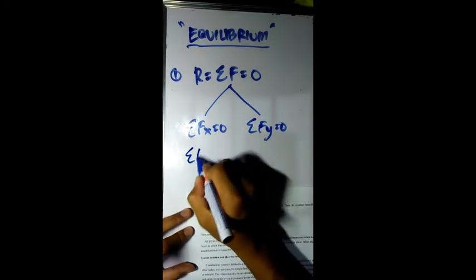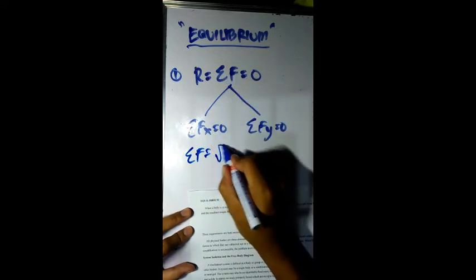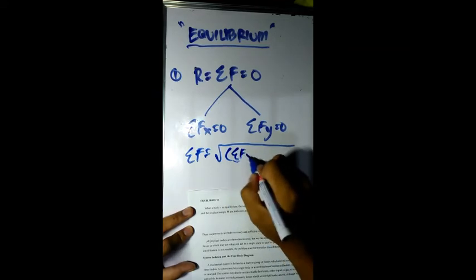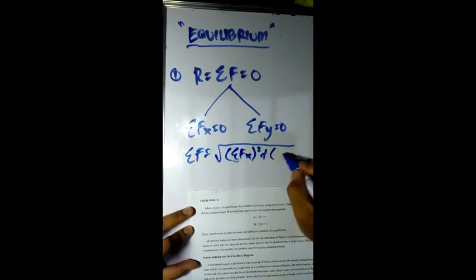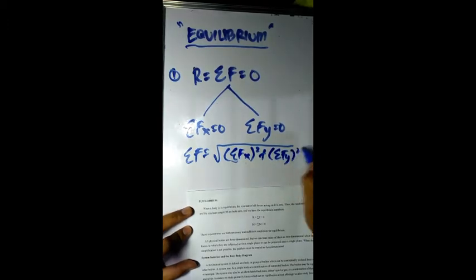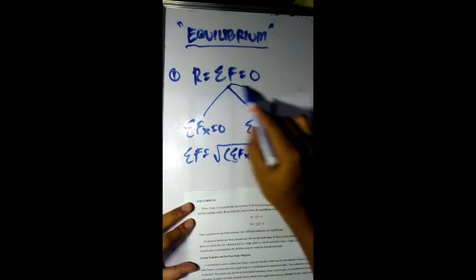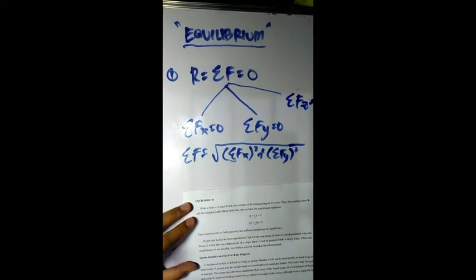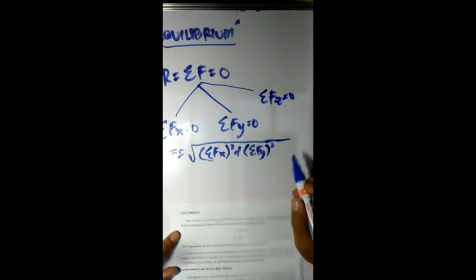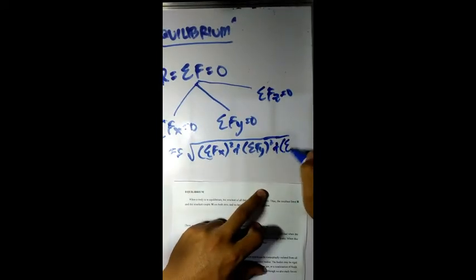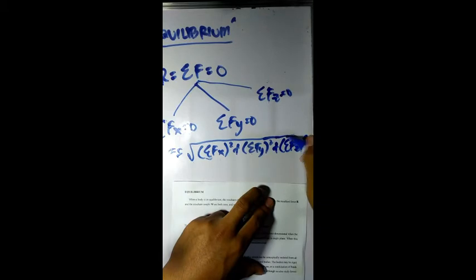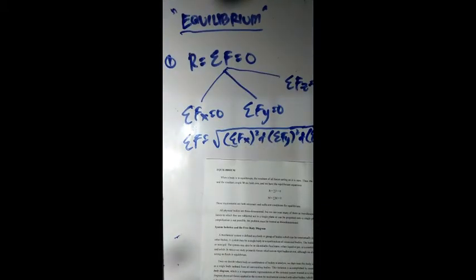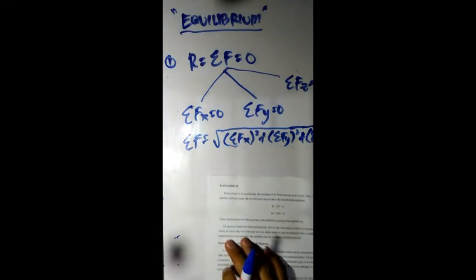Kasi at the end of the day, yung summation of all forces is equal to square root of summation of all forces along x squared plus summation of all forces along y squared. Okay? That is in 2D. Pero kapag 3D yung problem natin, may summation of all forces along z is equal to 0. And of course, plus summation of all forces at z equals to 0. Okay? So yan yung isa sa requirements para yung isang structure or yung isang physical body is in equilibrium.